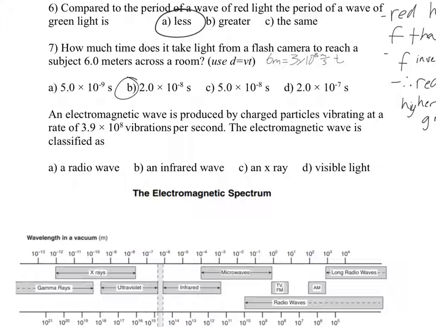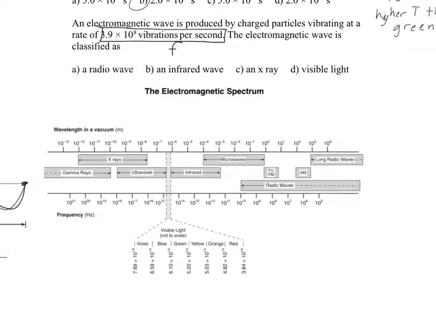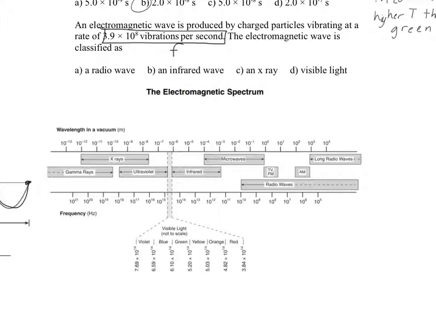The next one says an electromagnetic wave is produced by charged particles vibrating at a rate of 3.9 times 10 to the 8th vibrations per second. The electromagnetic wave is, so you have to just recognize that this means frequency. That's the frequency. It's the same thing as saying hertz, 3.9 times 10 to the 8th hertz, because a hertz is an oscillation per second or a cycle per second. And if we look at what frequency that falls under, we're looking at the bottom of our chart, the bottom row. It looks like that falls in the radio wave portion of the scale.